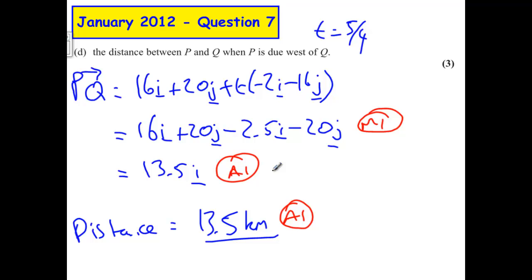So that was the January 2012 Edexcel M1 past paper, and that was question 7 on vectors.